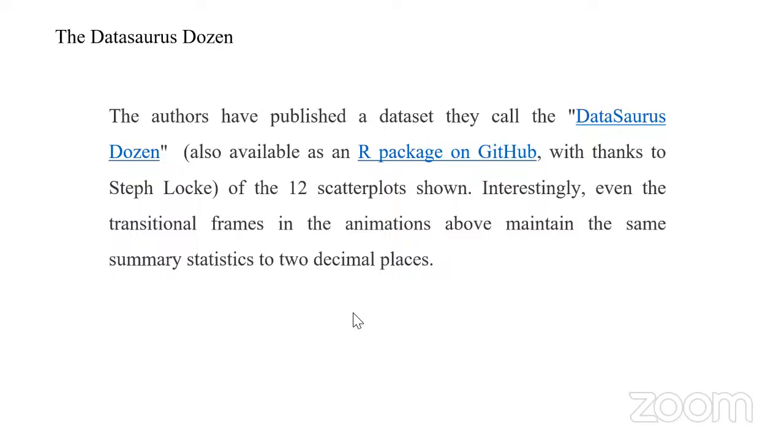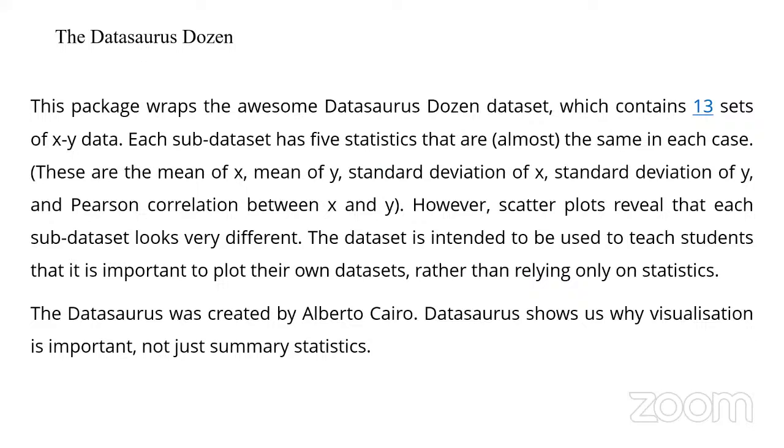Another example in continuation is called the Datasaurus Dozen. Why do we call it the Datasaurus Dozen? Because there are 12 scatter plots available, and interestingly, they all have the same descriptive measures, as I said earlier, but they have different behaviors when you plot them. So we have 30 sets of XY data, and each sub data set has 5 statistics that are the same in each case.